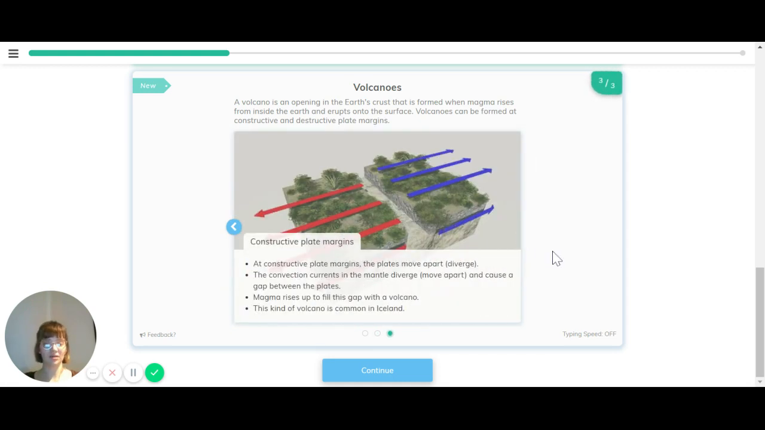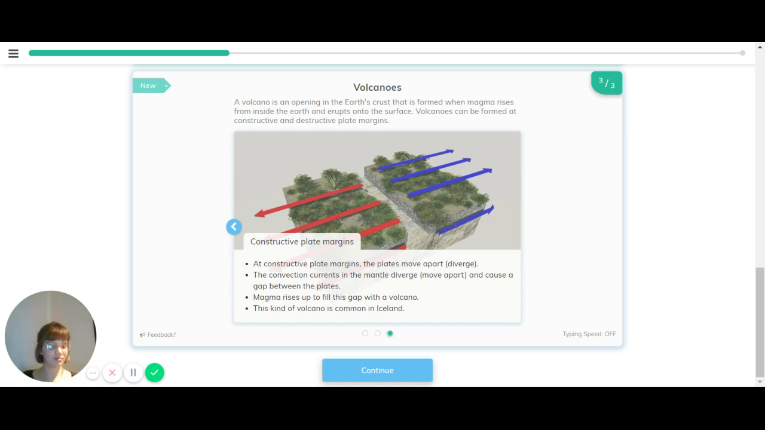And finally, constructive plate margins. So, like destructive, this is actually a plate margin compared to a hotspot, which is not at a plate margin. So, at constructive plate margins, plates move apart, diverge, and the convection currents in the mantle diverge and cause a gap between the plates. Magma then rises up to fill this gap with the volcano. And these types of volcanoes are really common in Iceland.